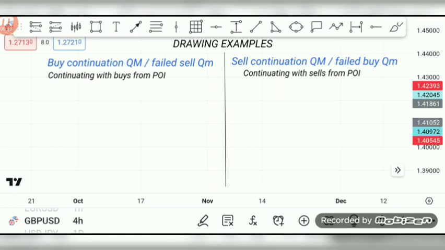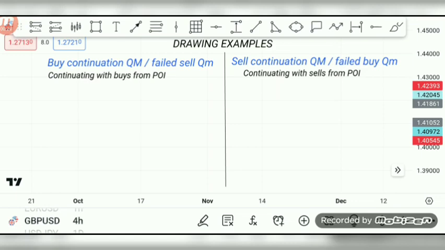So we are going to be looking at the last two types of the QM. That's the buy continuation QM, or it's called the failed sell QM, then the sell continuation QM, or we can call it the failed buy QM. Okay, so starting with the buy continuation QM.